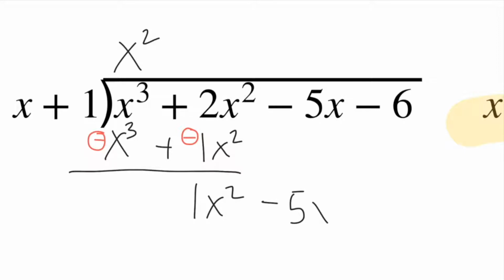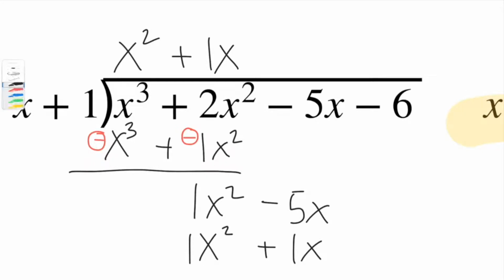Minus 5x. So you ask yourself, x times what will give you 1x squared? That's going to be 1x. 1x times x is, you can just write x if you want. X times x is x squared. And then x times 1 is 1x.